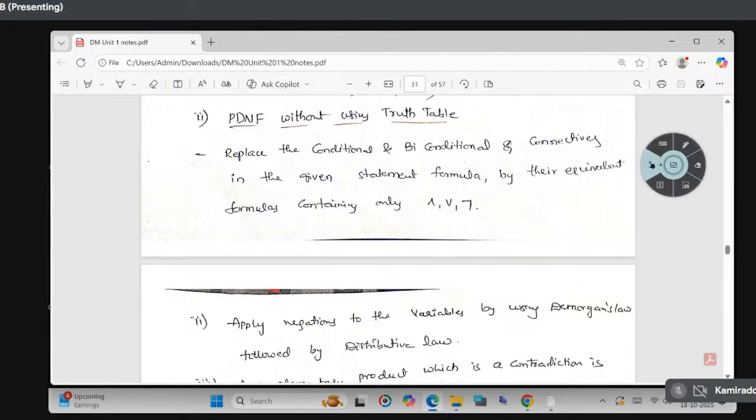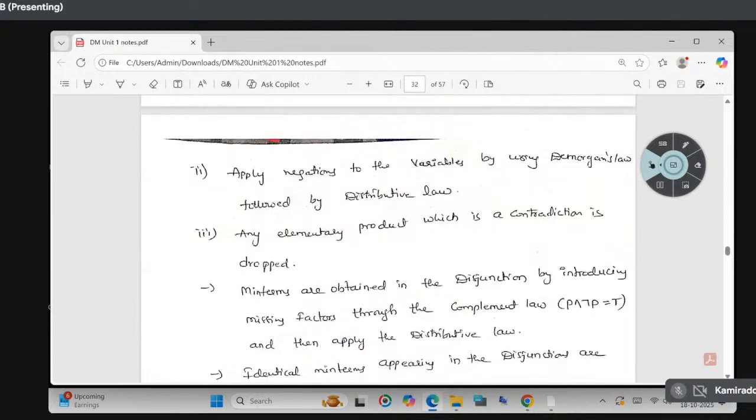So check for the conditional and biconditional, and replace them with AND, OR and negation. Then apply conjunction, disjunction, and negation. When applying negations, go for De Morgan's law as usual, followed by the distributive law. De Morgan's and the distributive law are very important when you are dealing with normal forms.